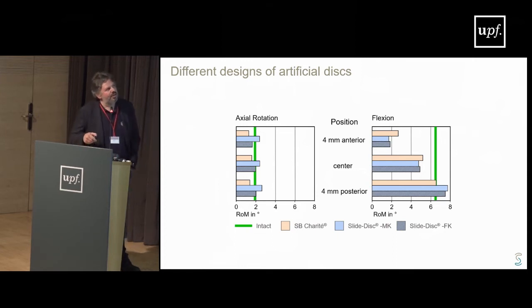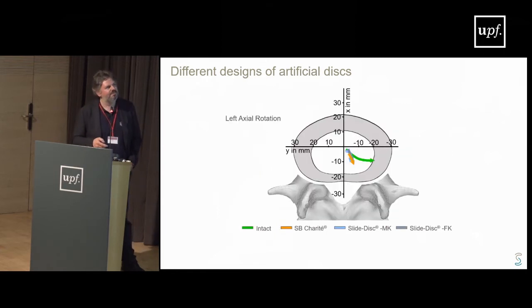You can see that in axial rotation we have quite a good approximation of the flexibility for all the three models. In flexion, they are all quite similar again, but actually if you want to have a correct, physiological range of motion, you should try to push the prosthesis a little bit in the posterior direction, because if you put it into the center of the space, you are going to have a little bit less flexibility than what you have with the intact spine.